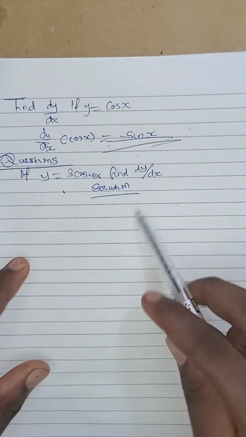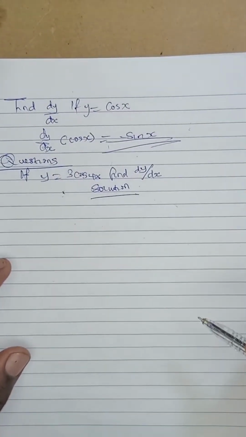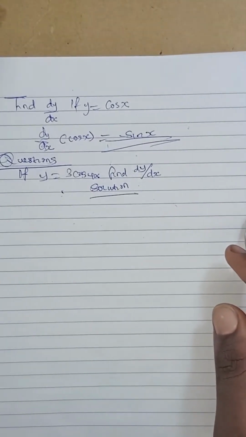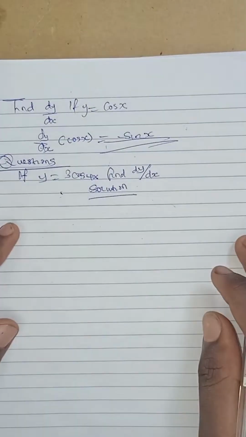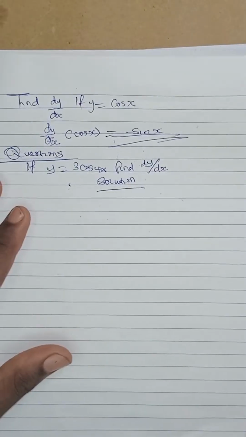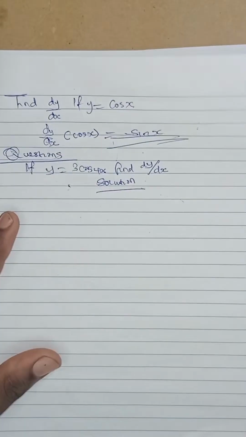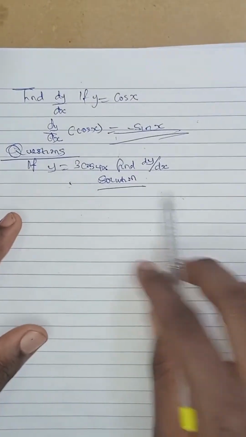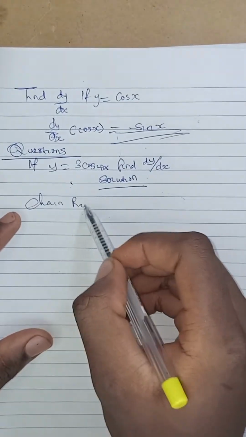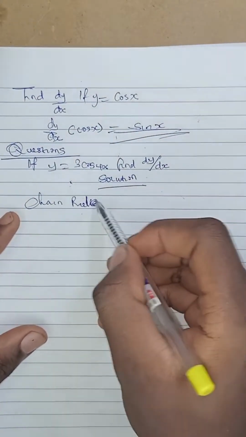Now, when you see this kind of problem, you cannot just hurriedly start deriving. You cannot do it like that, right? So now, what you do is you are going to use one of the methods to solve this kind of problem, which is known as the chain rule. Yes, the chain rule comes into play in this kind of problem.